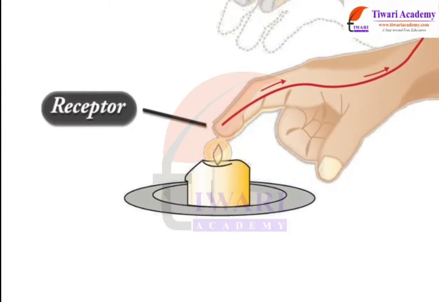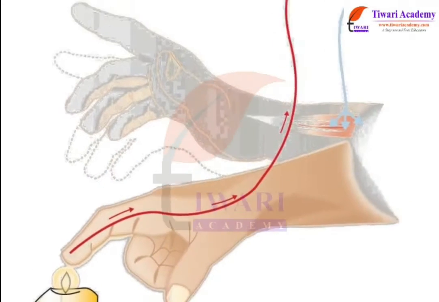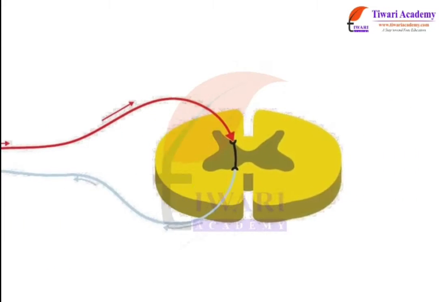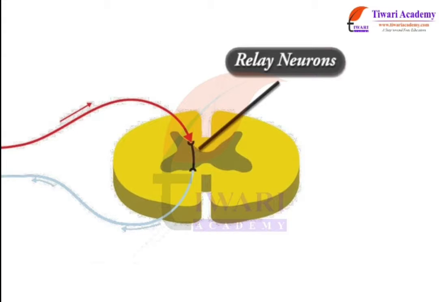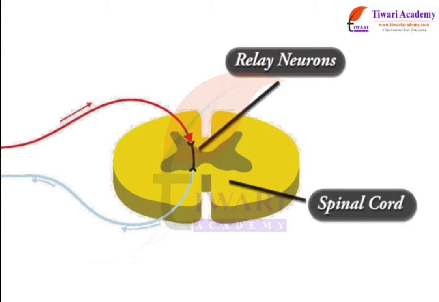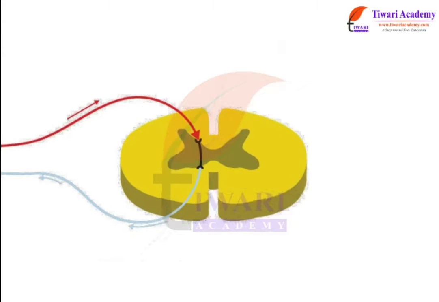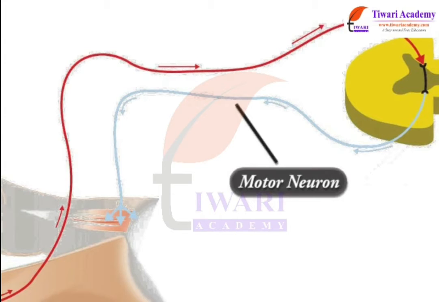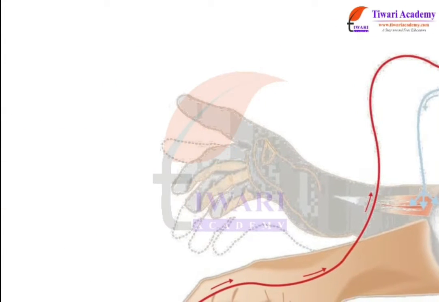The receptor is the organ which comes in the danger zone. The sensory neurons pick signals from the receptor and send them to the relay neuron. The relay neuron is present in the spinal cord. The spinal cord sends signals to the effector via the motor neuron. The effector comes in action, moves the receptor away from the danger.